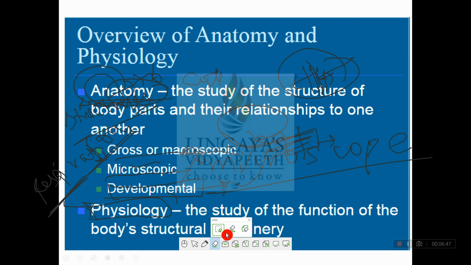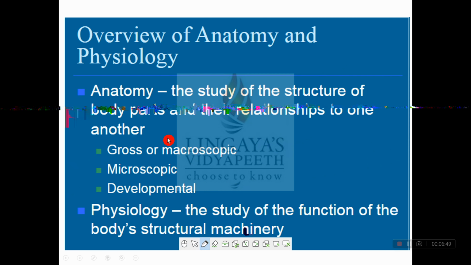Alright. So this is the interrelationship between anatomy and physiology. Anatomy is the study of internal structure, and physiology is the study of the functions of these internal structures.